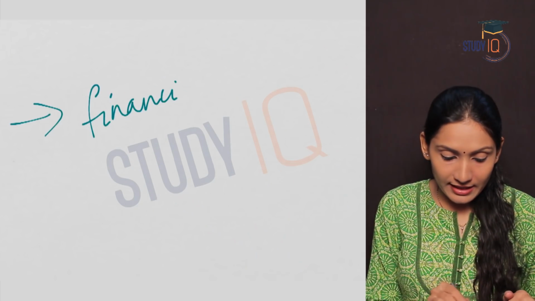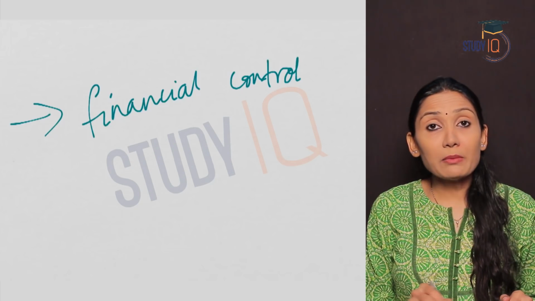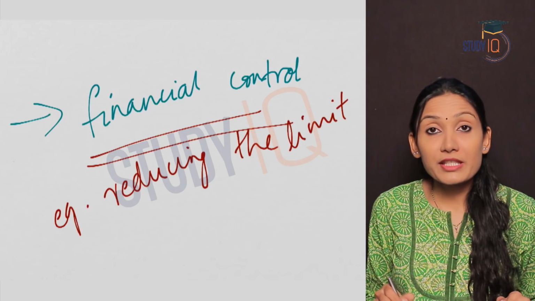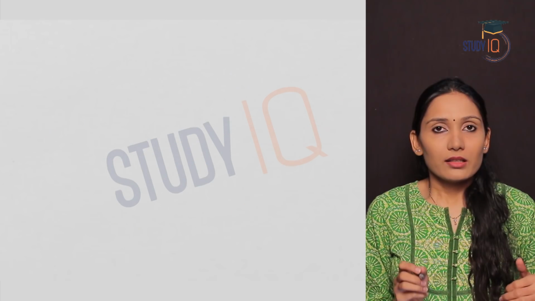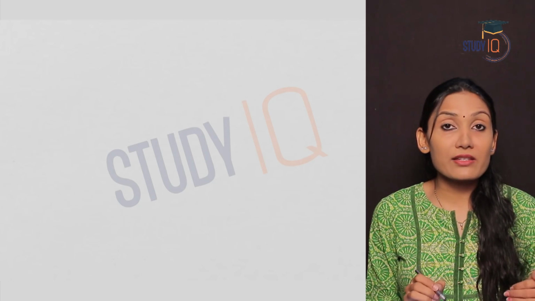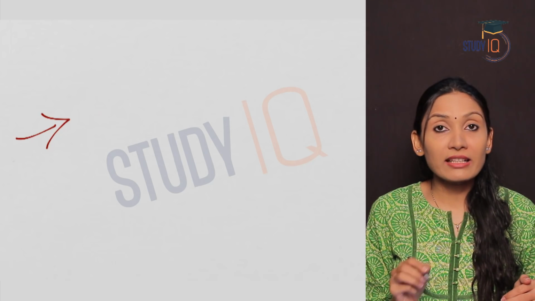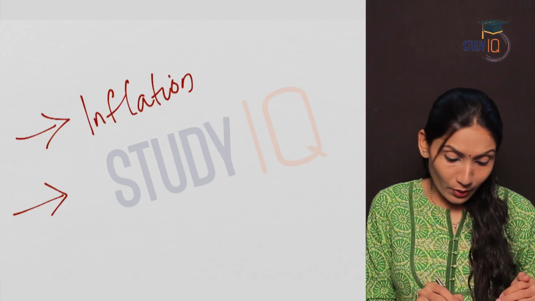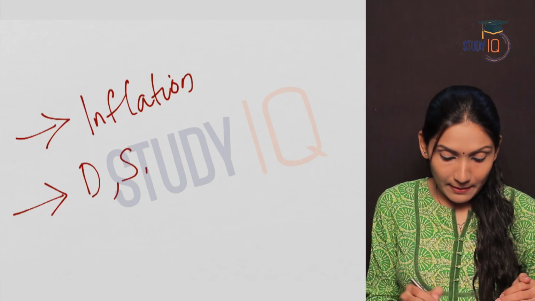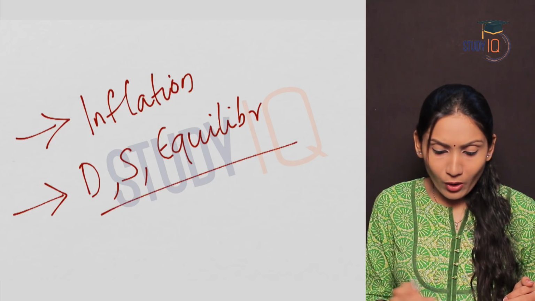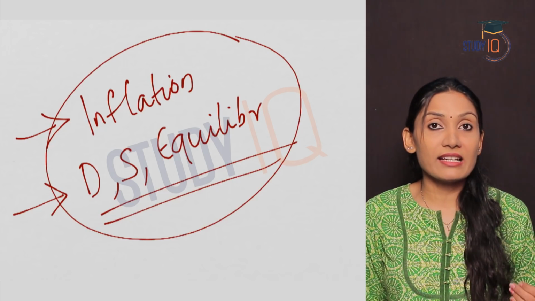Next is the financial control measures. An example of a financial control measure is reducing the limit of gold imports. So this is all about devaluation of currency. But if this module has to be very clear, you must have a clear idea about inflation. Also, you should know what is demand, what is supply, and also what is market equilibrium. So if you know all these terms, there will be a better understanding.